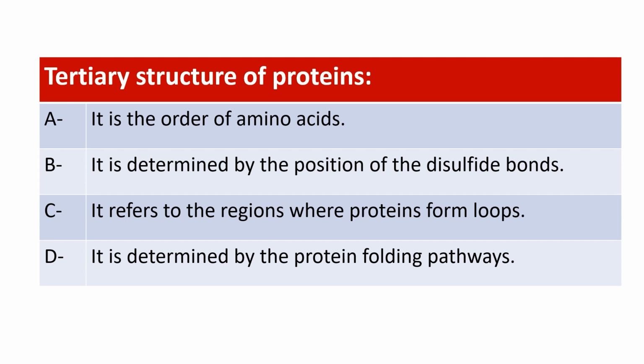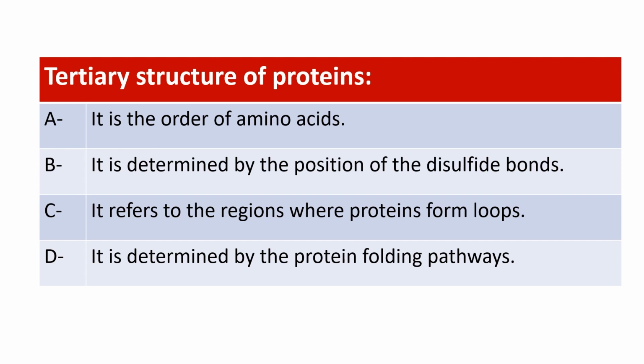Among the options given in the question, option B, it is determined by the position of the disulfide bonds, reflects an important feature of the tertiary structure, especially in extracellular matrix proteins, because the disulfide bonds play an important role in the stability of the protein. A good example is insulin, which carries two polypeptide chains attached with disulfide bridges. However, tertiary structure is not limited to the disulfide bonds. It encompasses the overall folding pattern and all interactions that stabilize this folding.